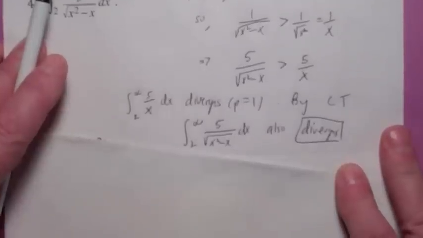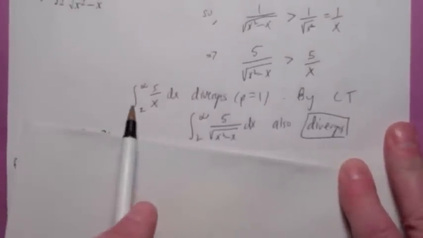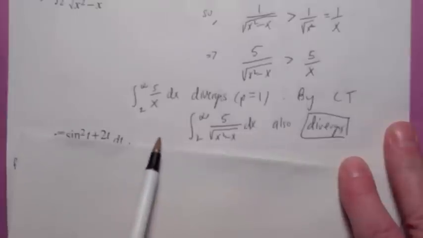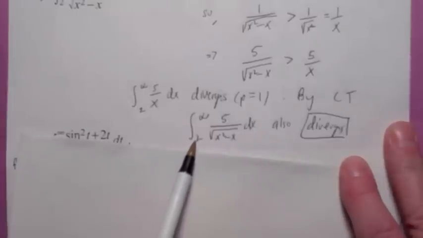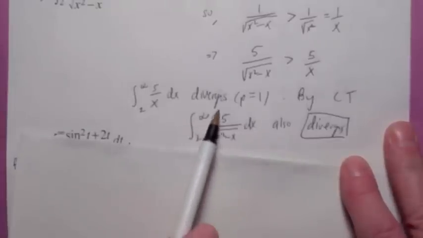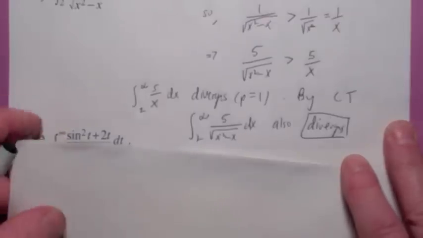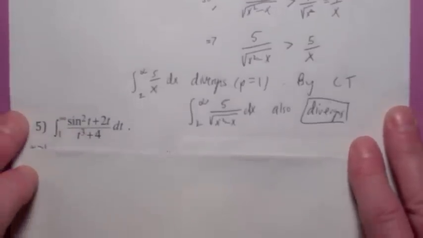Furthermore, the improper integral from 2 to infinity of 5 over x diverges with p equal 1. So by the comparison theorem, the improper integral from 2 to infinity of 5 over square root of x squared minus x dx also diverges. Okay, that was pretty sneaky.